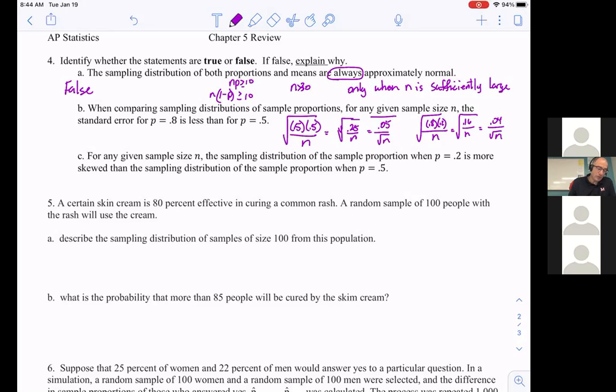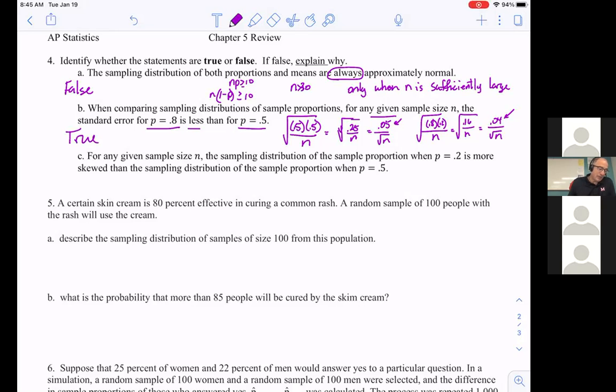So n is going to increase at the same rate. In one we have 0.04, the other one we have 0.05. So did we have a true statement or not? The standard error for 0.8 is going to be less than for 0.5, and that will always be true because of what we just went through. If we do 0.5, 0.5, we end up with 0.05 on top. With 0.8, we end up with 0.04 on top. 0.05 is the largest it will ever be, so this is always going to be true.